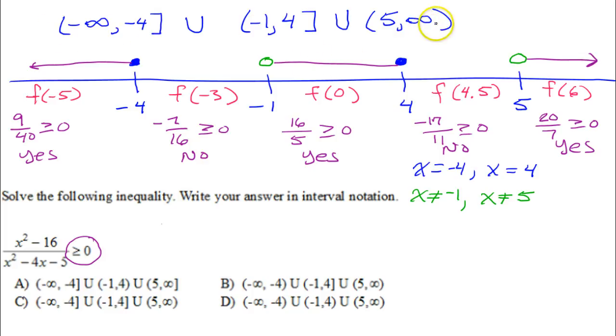So this is the solution, so I'm just going to look for it among the options. So let's see, -infinity to -4 with the square bracket. So I've got it down to either A or C so far. Let's see, -1 to 4 with the bracket on the 4. So that means the answer is going to be C. It's only one left, but sure enough, 5 to infinity with round parentheses. So the answer is C.